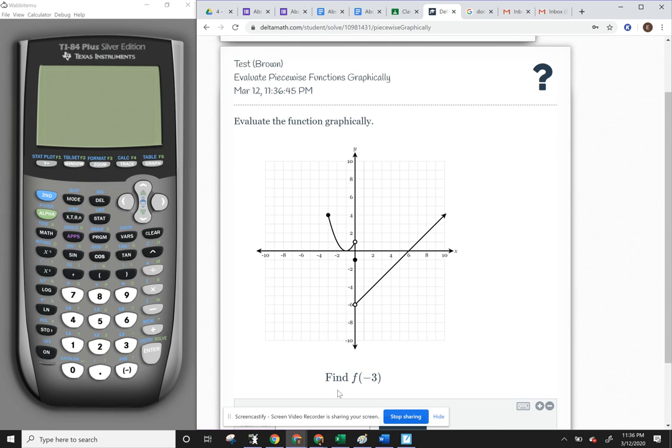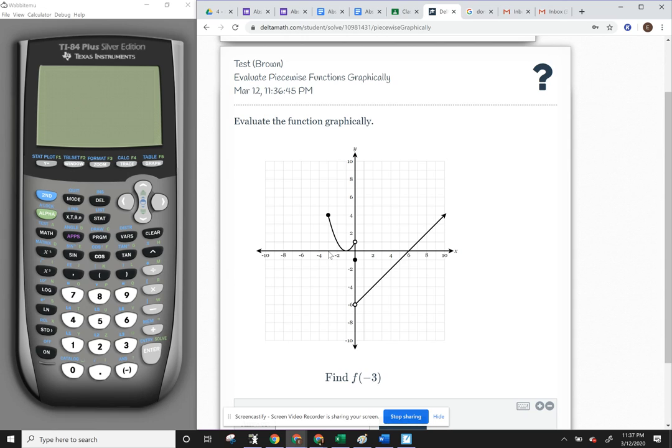Now, we're going to look down here at the question where it says, find f of -3. Remember, whatever number you have in the parentheses is the input or the x value. So we're looking at the x-axis, and we're going to look at the x value that is -3. So that is actually going to the left, so -1, -2, -3.